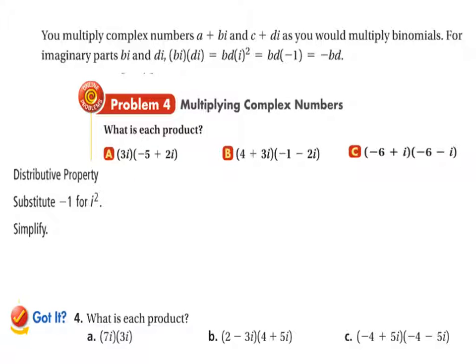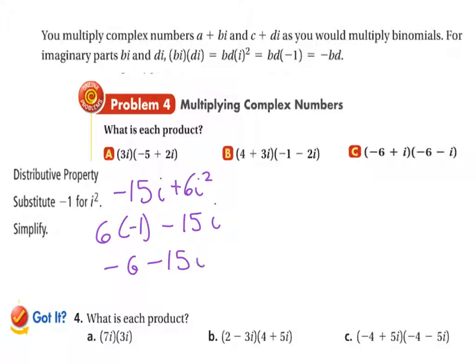Now multiplying complex numbers. We'll take a look at these again. Remember, i squared is negative 1. So if we get an i squared, we switch it to a negative 1. Okay, so for this first one, we would have a negative 15i plus 6i squared. Again, i squared is negative 1. I'm going to actually switch the order there. So that's 6 times negative 1 minus the 15i. So it's really a negative 6 minus 15i. And again, notice I've switched it around so that it's in that pattern a plus bi.